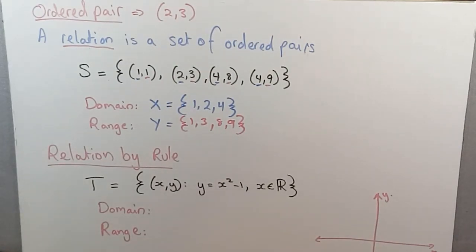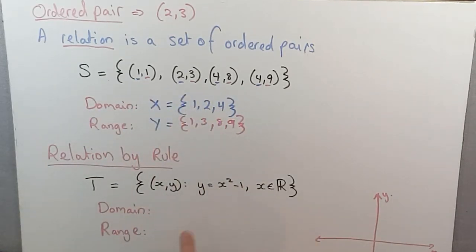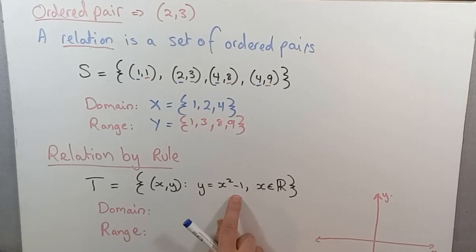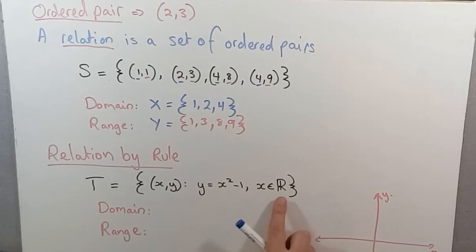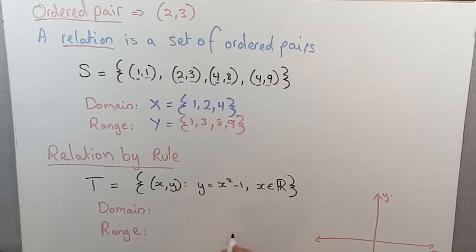Relation by rule. Often we don't have just a set like this. We're given a rule for the set. So here we've got T, the ordered pairs X and Y, such that Y follows this rule for X. Okay, so Y is equal to X squared minus 1. And for our X values, our domain here is X is an element of the reals. So this is giving our domain and the rule for the set. We could write it in this notation, or we could just write it in this notation. X is an element of R.